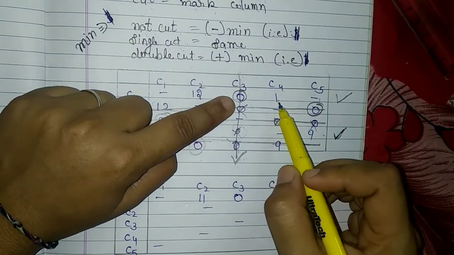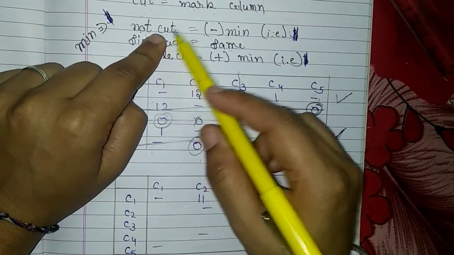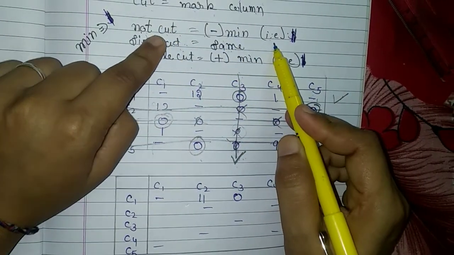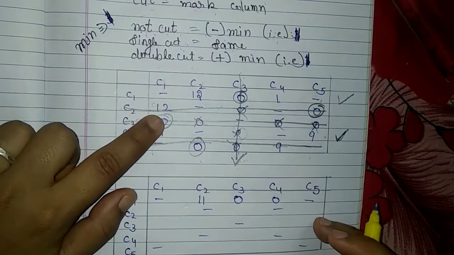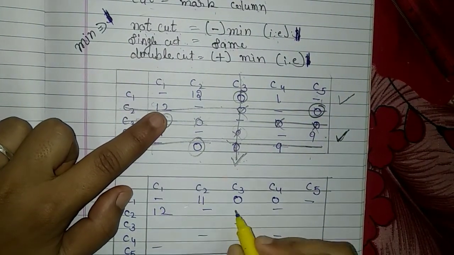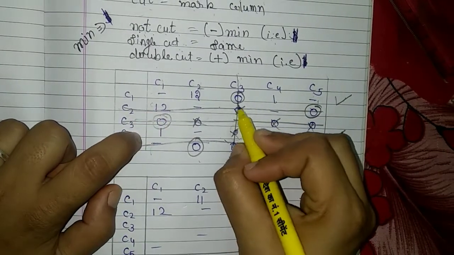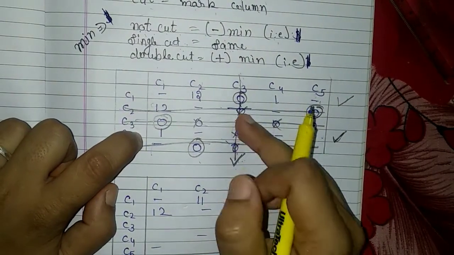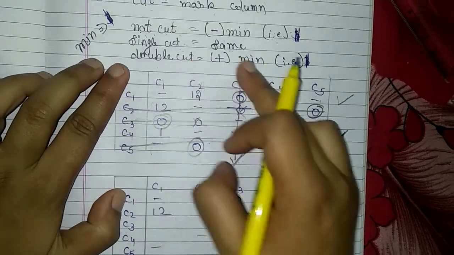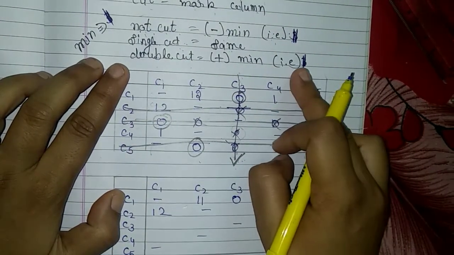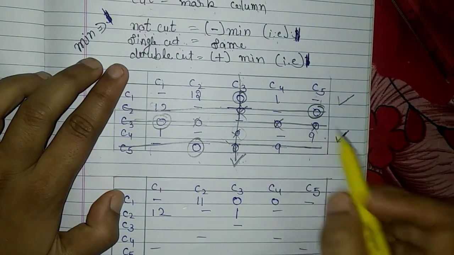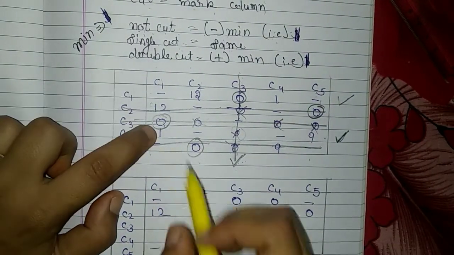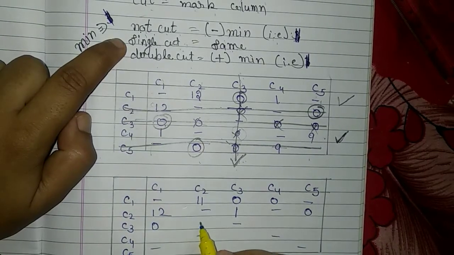1 is a not cut number. Subtract the minimum number, that is 1. 1 minus 1 is 0. 12 single cut, write as same. Here 0 is double cut, like this and like this. Double cut, add the minimum number, that is 1. 0 plus 1 is 1. 0 single cut, write as same.